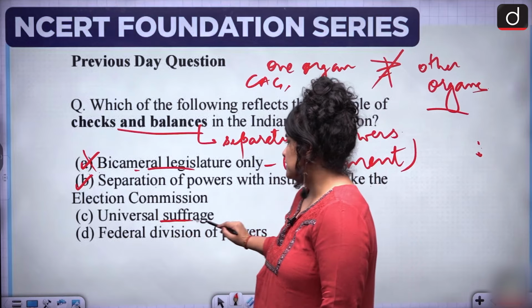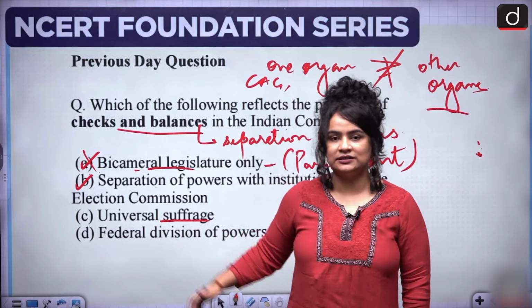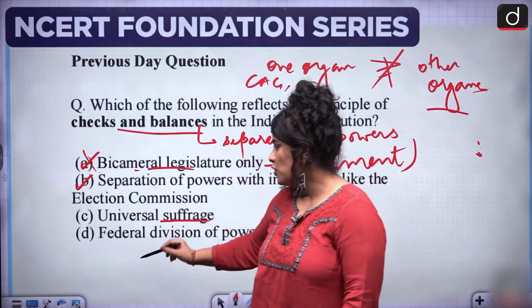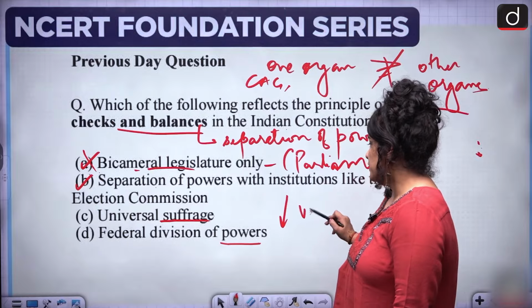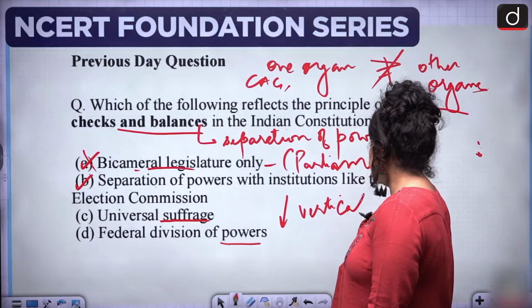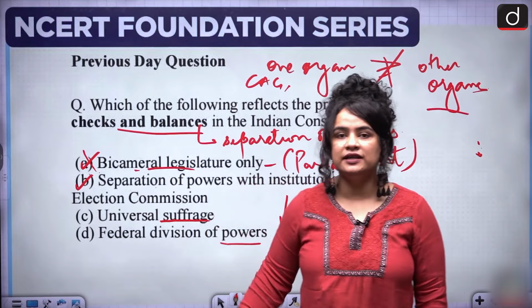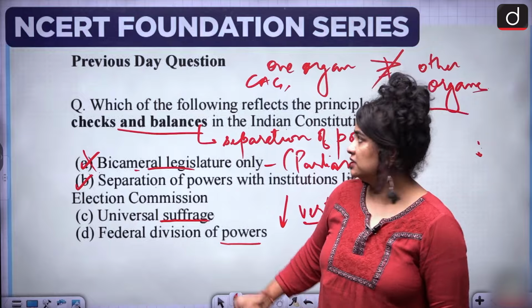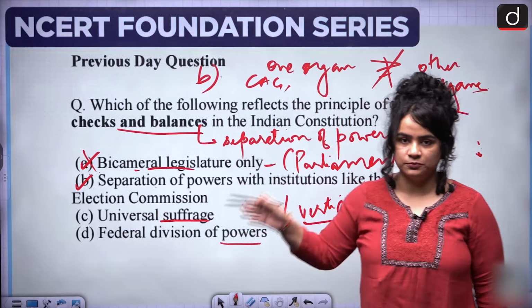Universal suffrage again is not really relevant to checks and balances. It's more relevant to the concept of democracy, and the federal division of powers again refers to the vertical division of powers between the union and the states, but it does not deal with the organs of the government. So here we can arrive at our correct answer, which happens to be option B.